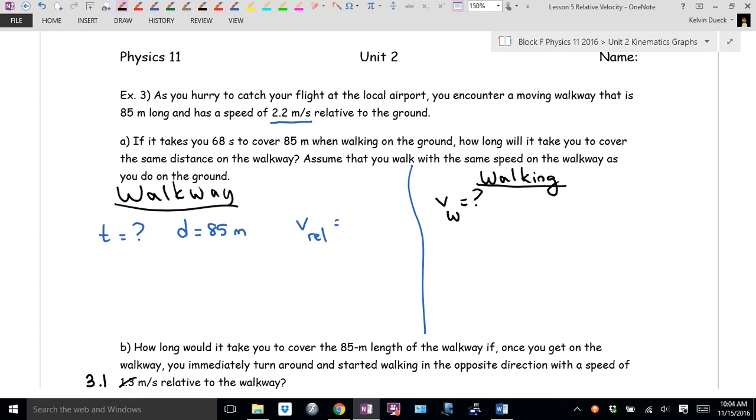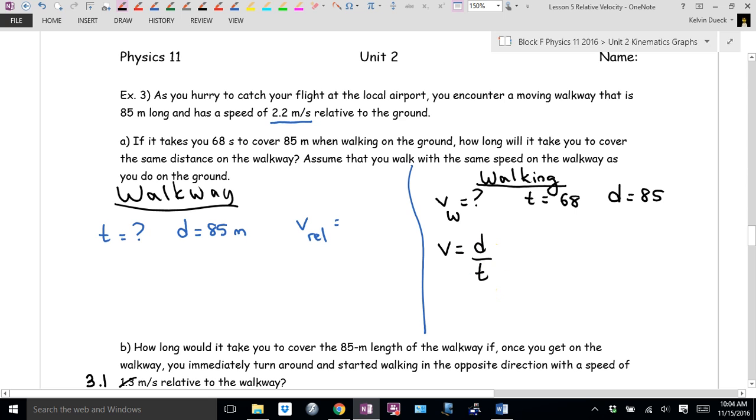What else have they given me that I haven't used yet? What is that 68 seconds? Not how far. Can you give me a word that begins with the letter T? It's time. And apparently that's the time to walk 85 meters. Is that enough for me to figure out my walking speed? Yeah. I do have an equation that has distance and time in it. I think this one is on your formula sheet as well.